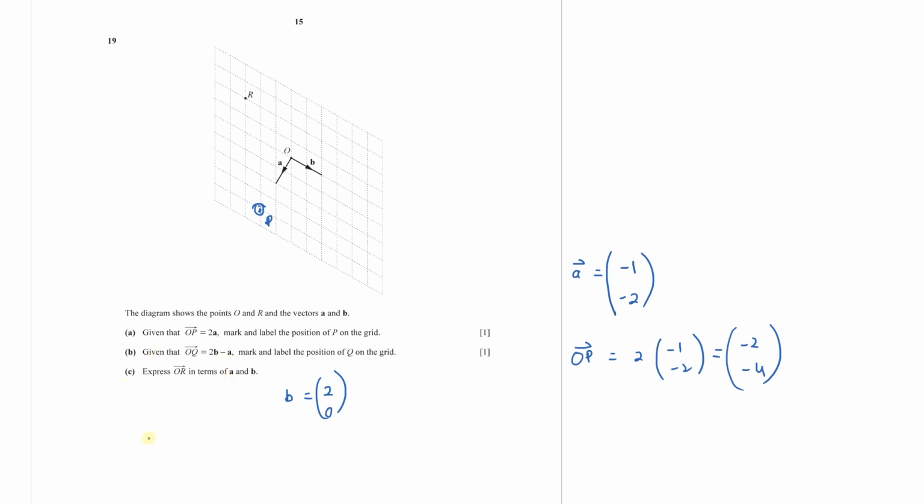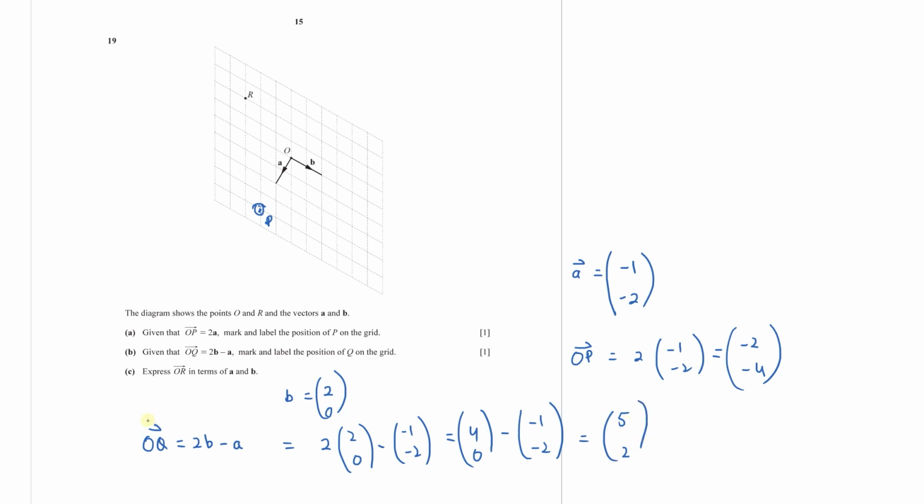So my OQ is 2B minus A. So 2 times B would be 2 times (2, 0), and then minus A would be minus (minus 1, minus 2). So this becomes (4, 0) and then minus (minus 1, minus 2). So 4 minus minus becomes plus. This is equal to (5, 2). So the position vector for Q is (5, 2) from origin O.